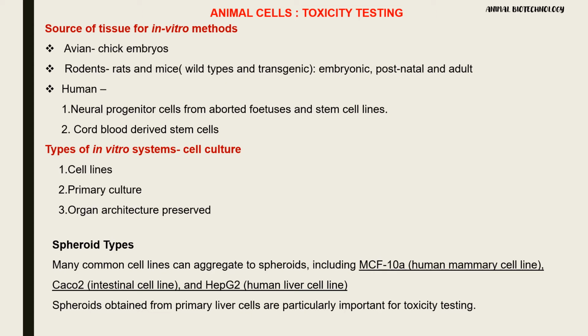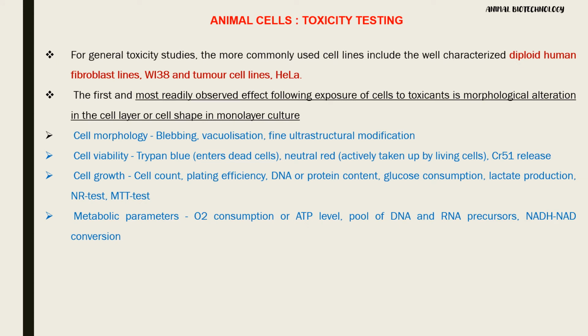Both primary cells and cell lines can be used in toxicology study. The source of cells could be avian, rodent, or human cells. Certain 3D cell models like spheroids have also been proved to be good models for toxicity studies, for example, MCF10A cells or the human liver cell line. Certain cell lines used in general toxicity studies are diploid human fibroblast cells, HeLa cells, or tumor cell lines.